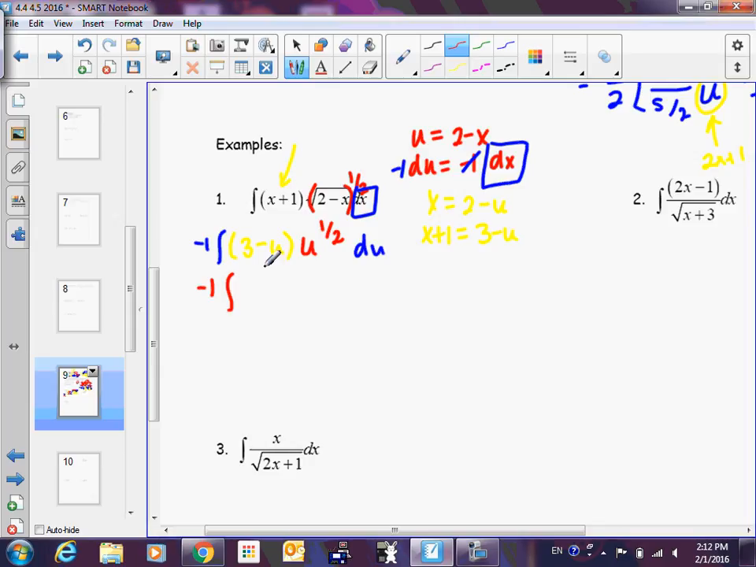Before you integrate, you've got to distribute. So 3 times u to the 1/2, that's 3u to the 1/2. What would be the next distribution?